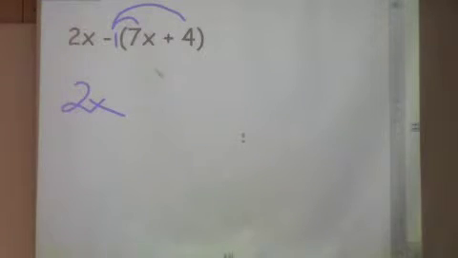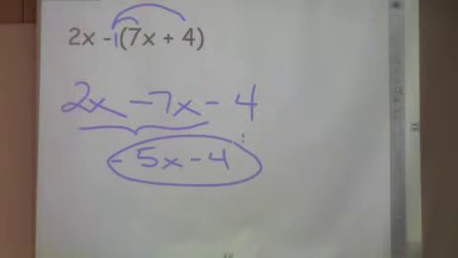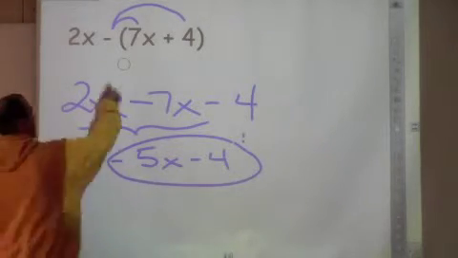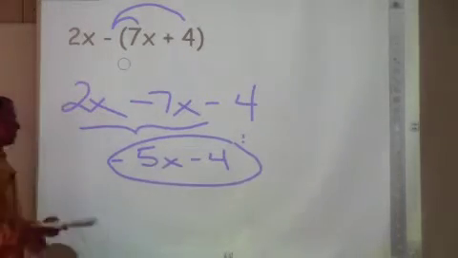Well, what's negative 1 times 7x? Negative 7x. Just do your numbers. Negative 1 times 7 is negative 7. Tack on the x. What's negative 1 times positive 4? Negative 4. Now I combine like terms. They make negative 5x minus 4. Okay. And you don't have to draw the 1. After you do these enough times, you just kind of go, okay, I've got to give the negative to each thing inside. Negative 7x, negative 4.